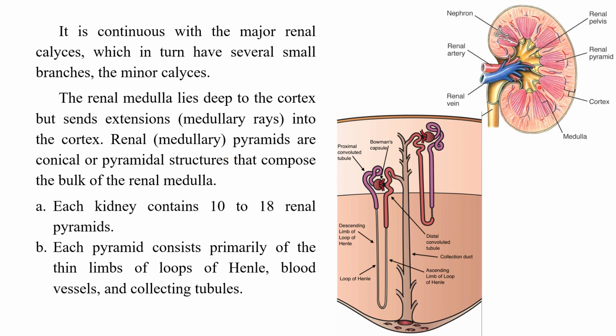The renal or medullary pyramids are the conical pyramids, as you can see here. These are the renal pyramids, conical structures that compose the bulk of the renal medulla. Each kidney contains about 10 to 18 renal pyramids. Each pyramid consists primarily of the thin limbs of loop of Henle, blood vessels, and collecting tubules.